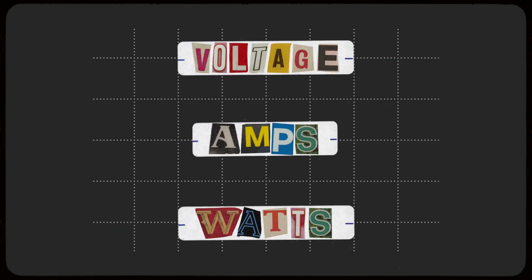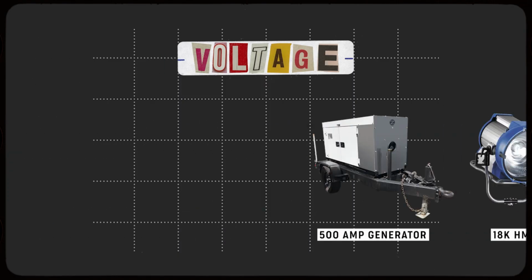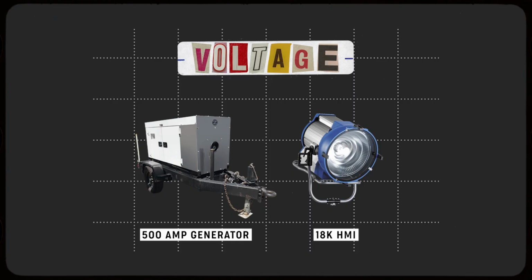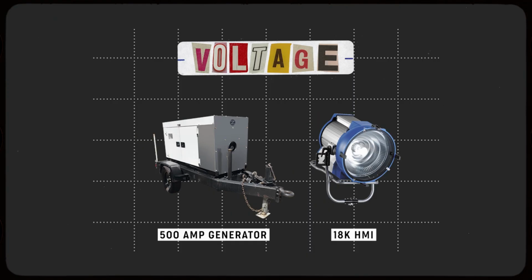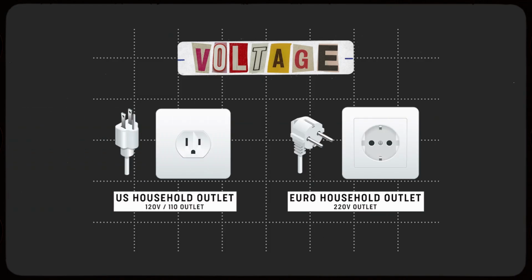To dive right in, power is broken down into three terms: voltage, amps, and watts. I want to spare you the equations and super technical explanations of each and just leave you with the essentials. Voltage. This one is important, but in most circumstances, this only becomes useful at higher levels when dealing with bigger lights and generators.